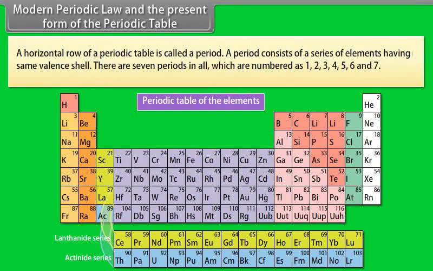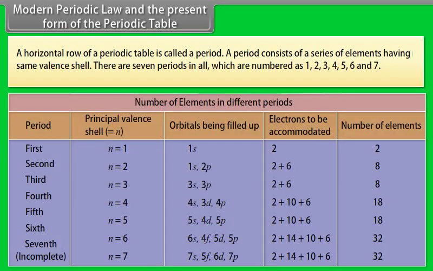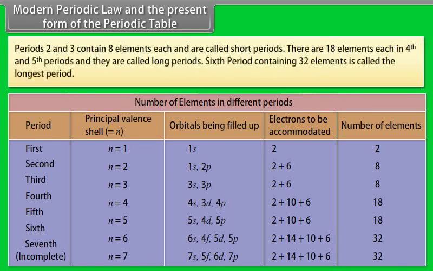A horizontal row of a periodic table is called a period. A period consists of a series of elements having same valency shell. There are 7 periods in all, which are numbered as 1, 2, 3, 4, 5, 6 and 7. Periods 2 and 3 contain 8 elements each and are called short periods. There are 18 elements each in 4th and 5th periods and they are called long periods. 6th period containing 32 elements is called the longest period.